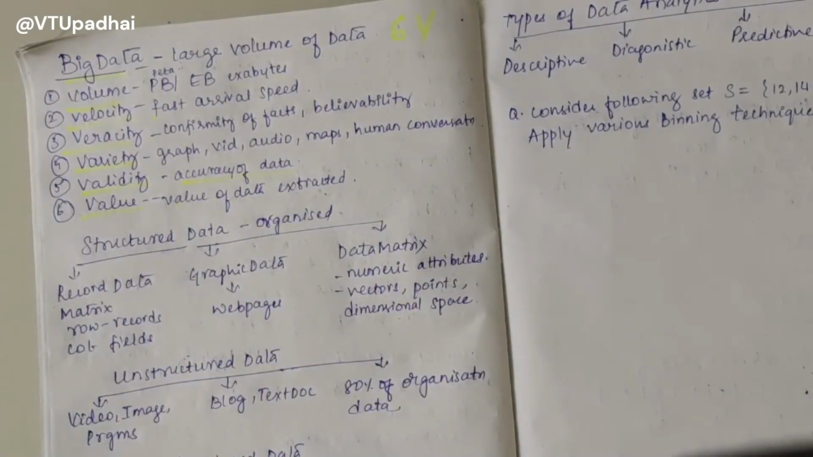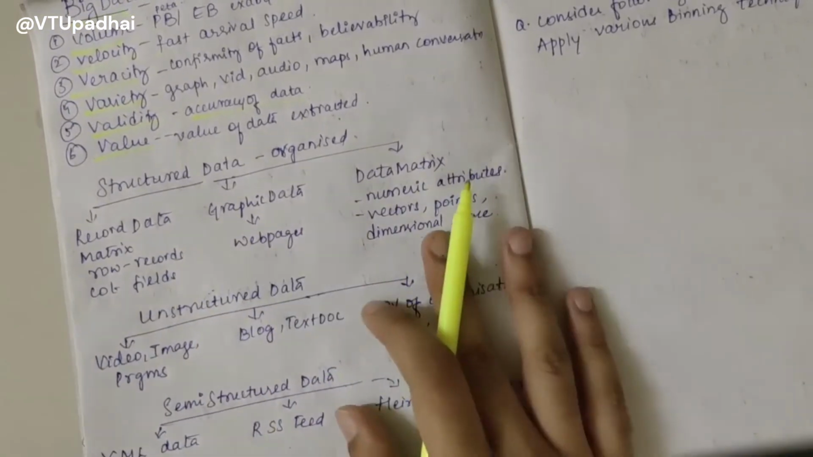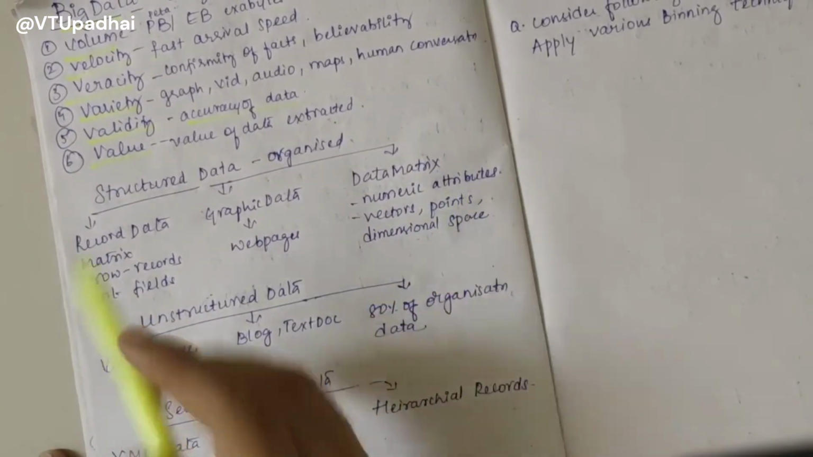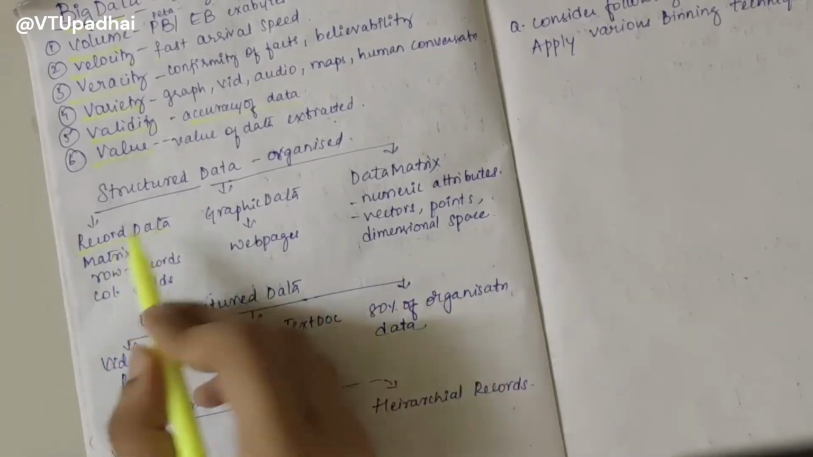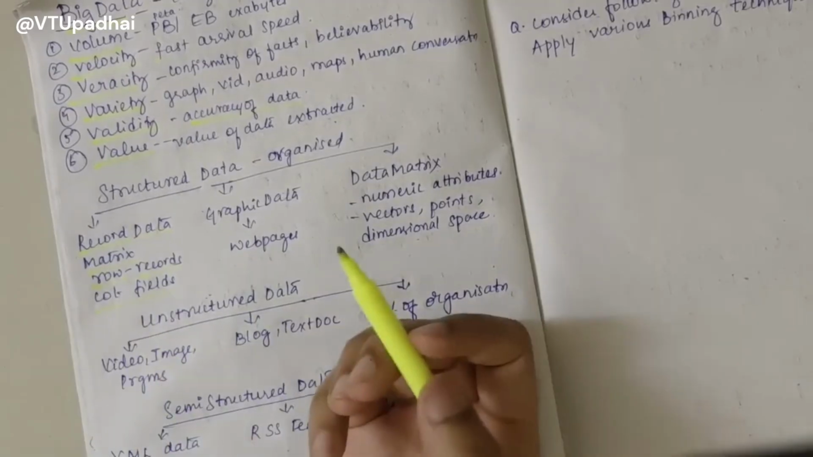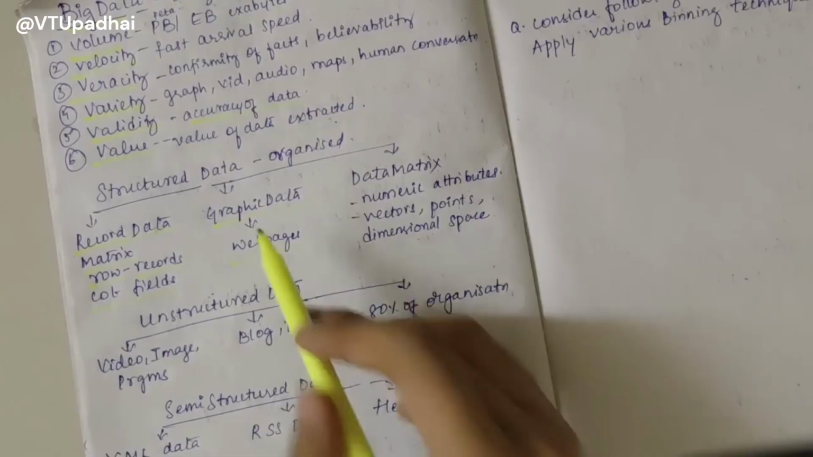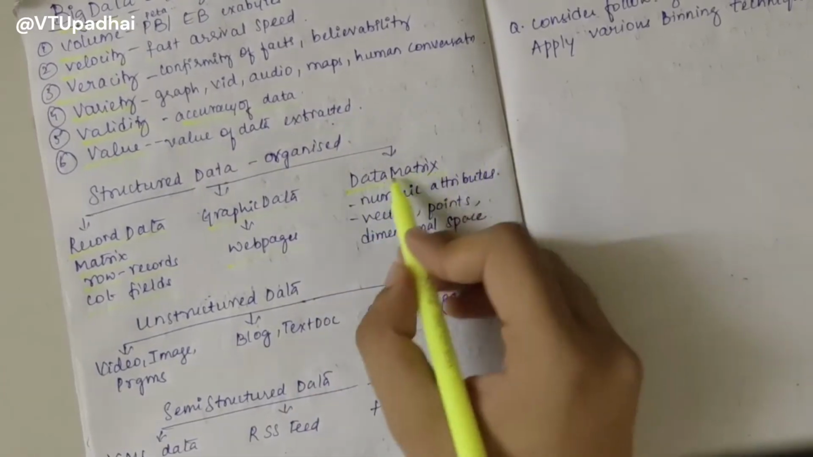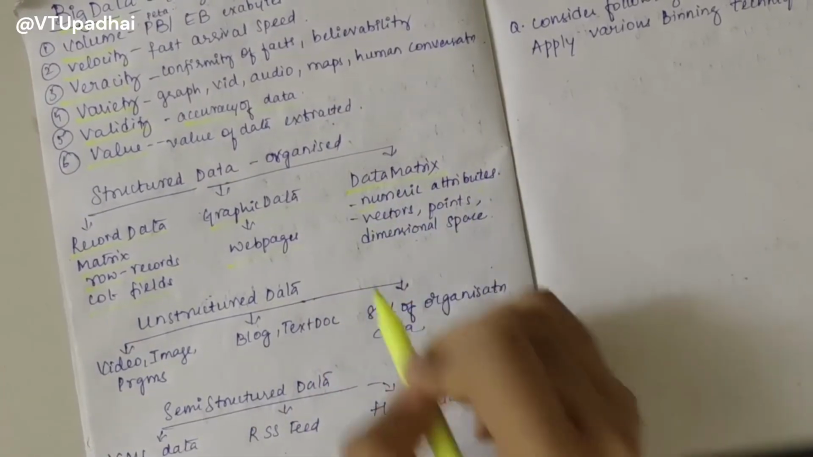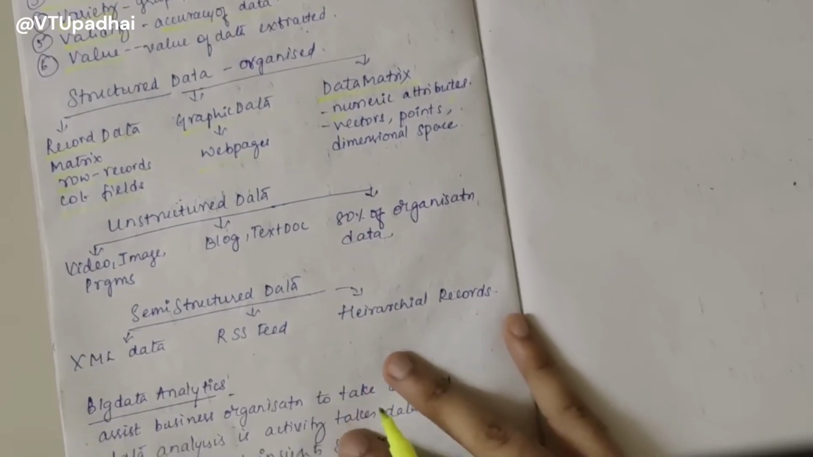Further, the types of data we have: structured data, that is when the data is organized properly, it falls under structured data. Here we have the record data which is stored in a matrix. Here the rows are called records and columns are called fields. Then we have the graphical data. An example would be web pages. Then we have the data matrix, in which the numeric attributes or the vectors or points in dimensional space could be stored.